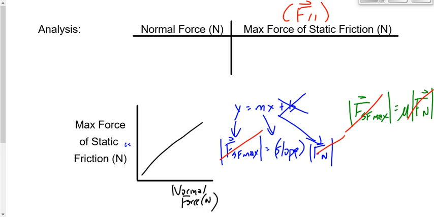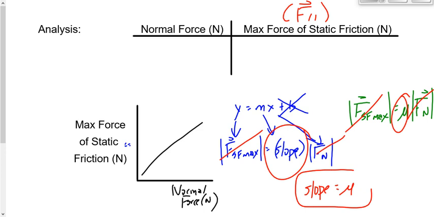What am I left with? Well, in this one I'm left with the slope, and in this one I'm left with mu. So what we're saying here is that the slope of this graph is equal to the coefficient of friction. You guys remember what the problem was? What's the coefficient of friction? So if you get the slope of this graph, you've got the coefficient of friction. Does that make sense? Well, then you have to draw a conclusion.